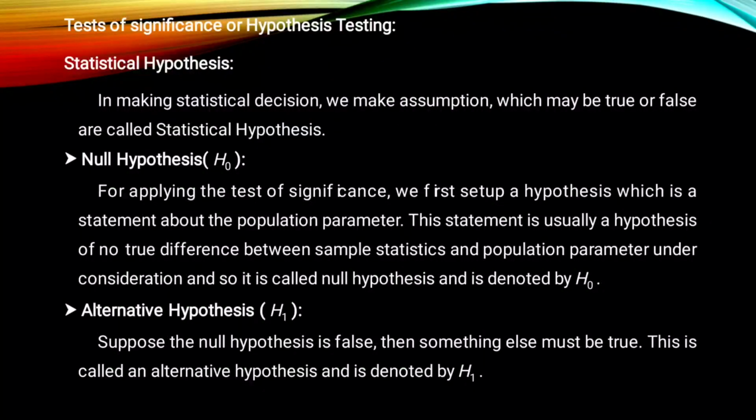Next one is alternative hypothesis H1. Suppose the null hypothesis is false, then something else must be true. That statement is assumed to be the alternative hypothesis and is denoted by H1.